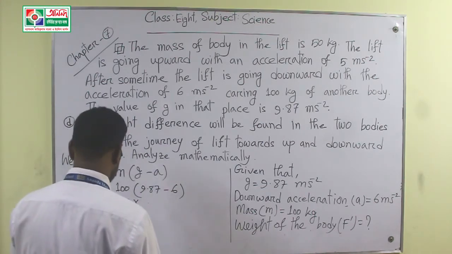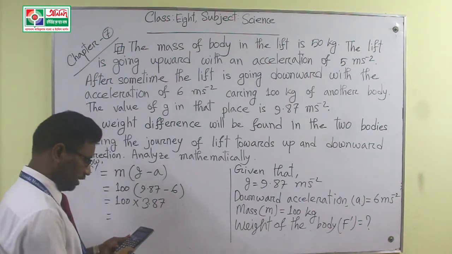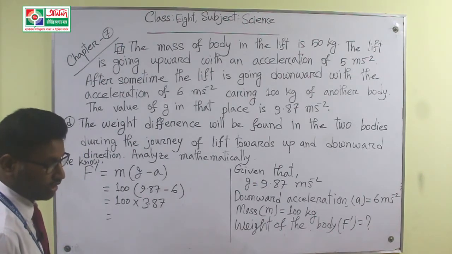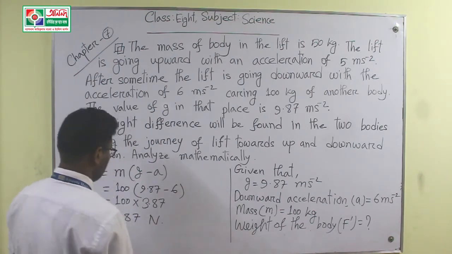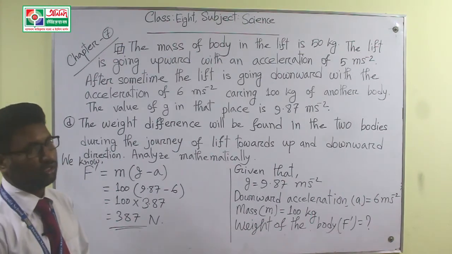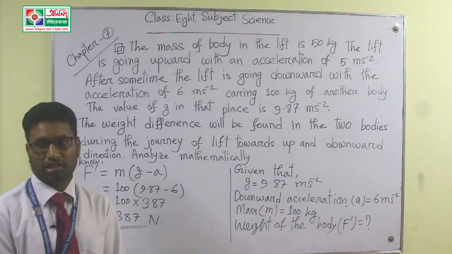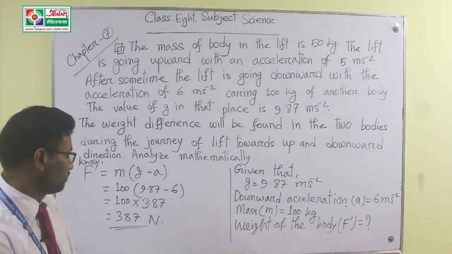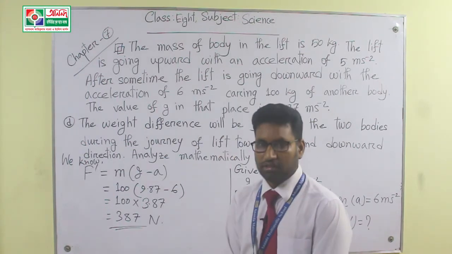3.87 into 100 gives 387. This is the downward direction. That means when the lift is going downward, the weight of the body will be 387 Newton.